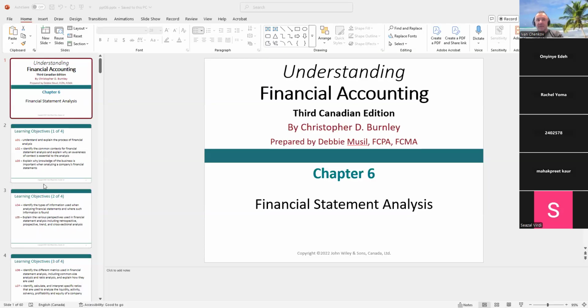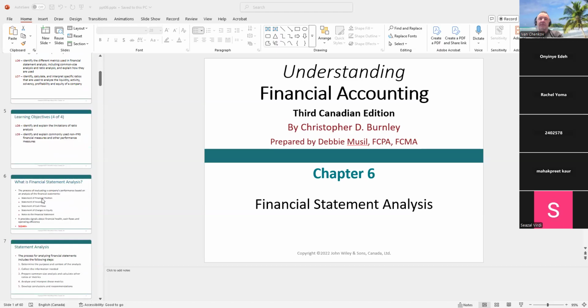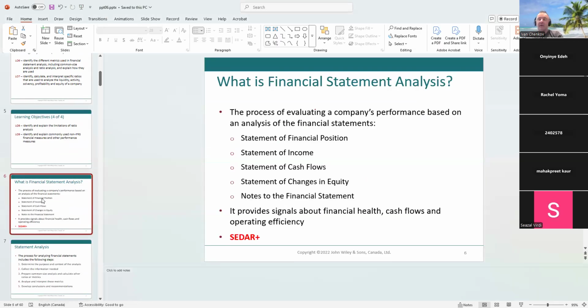In order to do the financial statement analysis, what do we need? We need the financial statements, obviously. For what purpose are we doing the analysis? Obviously, to check the performance of the company. Which statements are we going to look at? Those will be the statement of financial position, statement of income, statement of cash flows, statement of changes in equity, notes to financial statements. That's going to give us how healthy the company is, what the cash flow is, what the efficiency is, and all other things that we need to find out about the company.